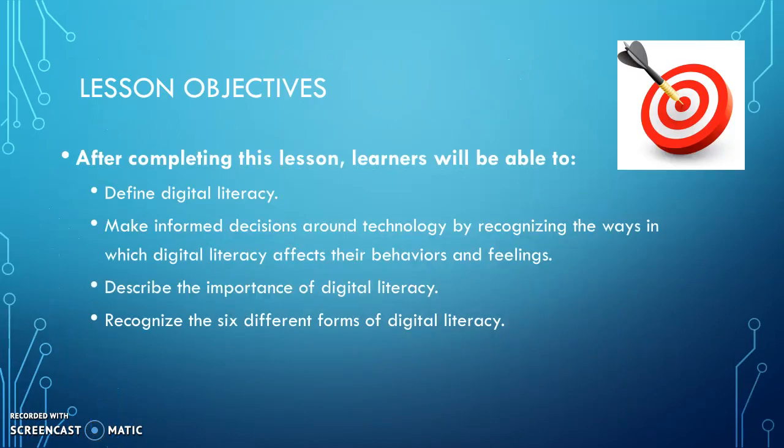So after this lesson today, I have 4 objectives that I'm hoping my learners will be able to accomplish. After completing this lesson, learners will be able to define digital literacy, be able to make informed decisions around technology by recognizing the ways in which digital literacy affects their behaviors and feelings, be able to describe the importance of digital literacy, and recognize the 6 different forms of digital literacy.